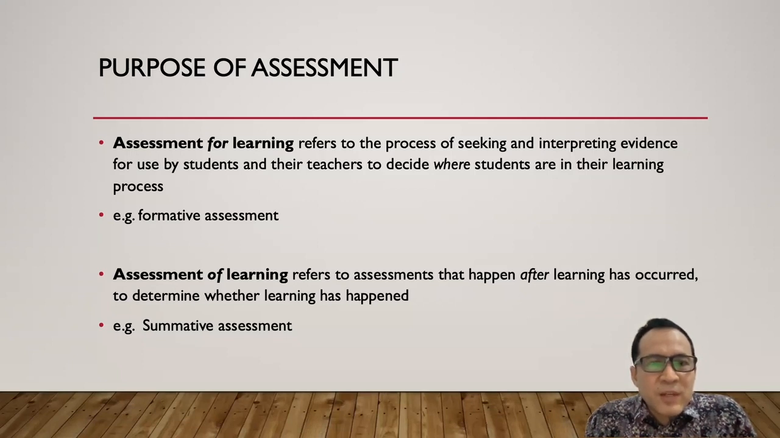So, assessment for learning. The book that we use now says that there are two kinds of assessment: assessment for learning and assessment of learning. This is based on the purpose of the assessment. Assessment for learning refers to the process of seeking and interpreting evidence for use by students and teachers to decide where students are in their learning process.